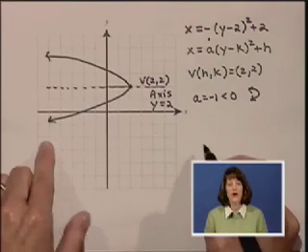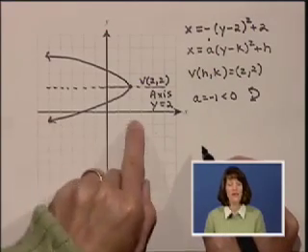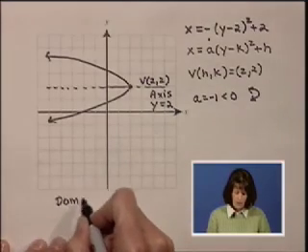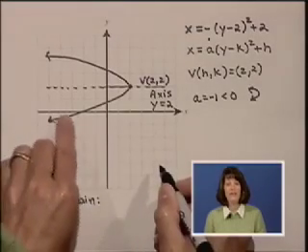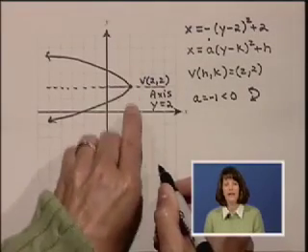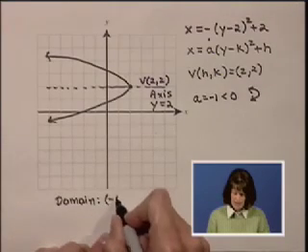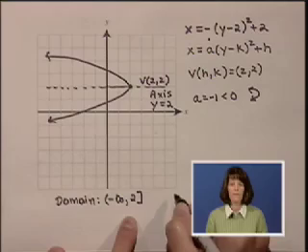Lastly, let's denote our domain and range. The domain includes all of the x values that are used to draw the curve. Those values start back here at negative infinity, go up to and including the x value of 2. Domain: negative infinity, up to and including 2.